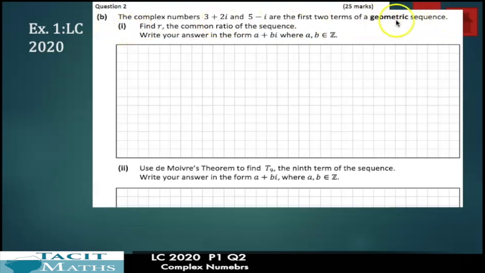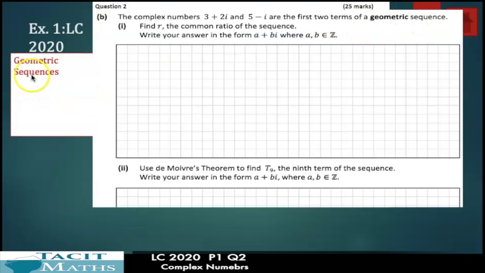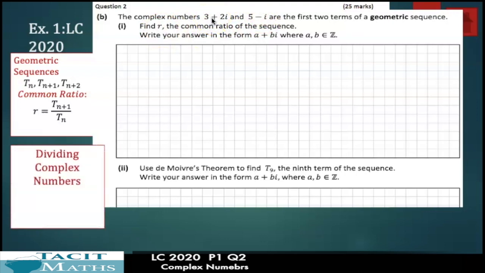So as soon as you see geometric sequence, you're thinking, right, for a geometric sequence, what do I know about them? Well, I know that if I have 3 terms, then the common ratio is one term divided by the term before it. So I can divide that by that, but I can also divide that by that. So here they say these complex numbers are the first 2 terms of a geometric sequence. So to get the common ratio, I'm dividing one term by the term before it.